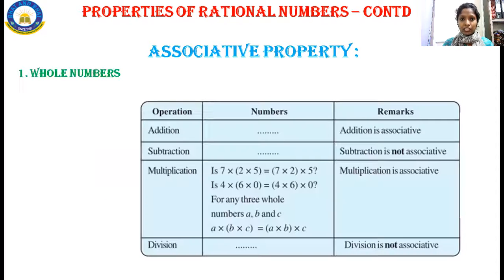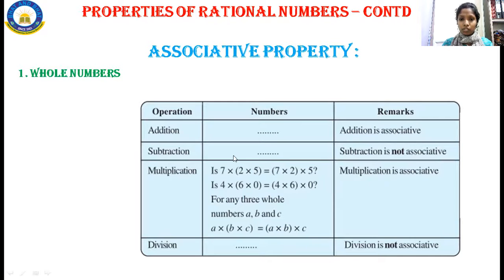Then we'll see the last property, that is the associative property. Under the associative property, you have again the whole numbers. Again, you have 4 operations: addition, subtraction, multiplication and division. So under addition, for example, the numbers will be 7 plus (2 plus 5), which is equal to (7 plus 2) plus 5. Whatever you get on LHS will always be equal to RHS. So we'll tell that addition is associative.